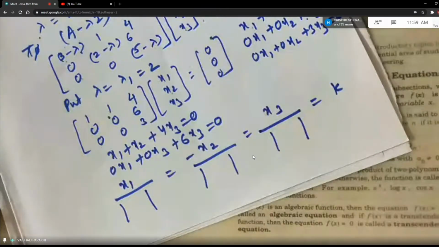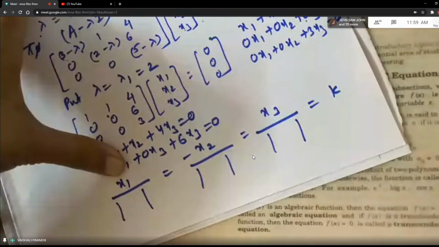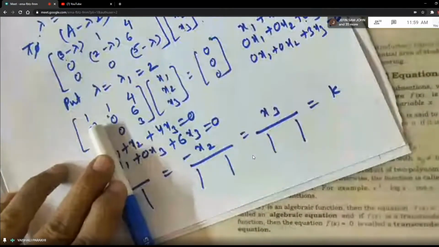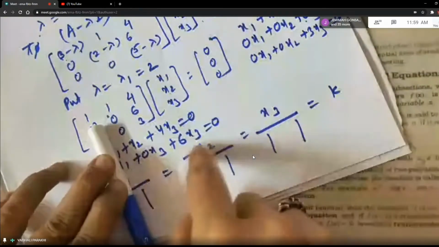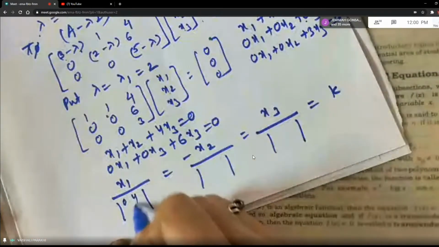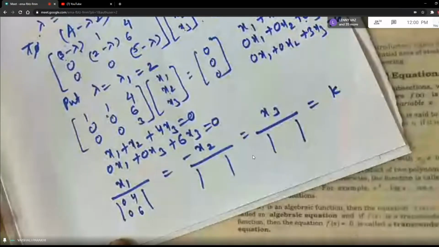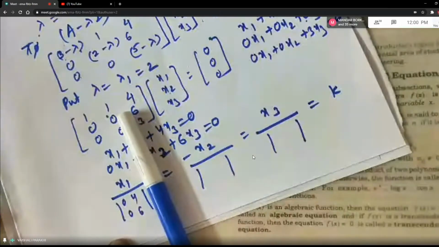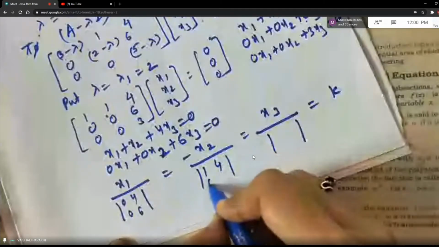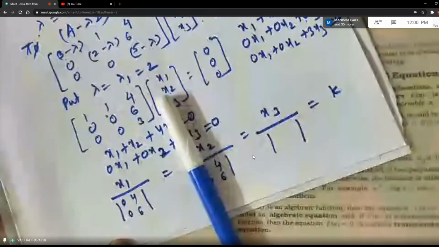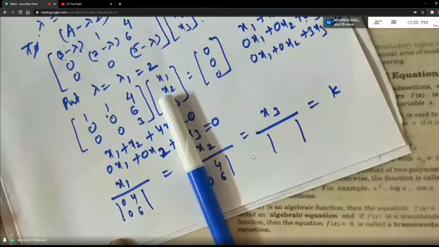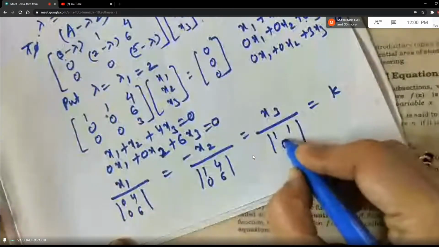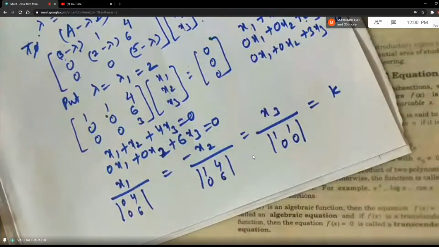When I write the denominator for x1, you have to ignore the first column, right? Just ignore the first column. What are the numbers here? What are the coefficients? 0, 4, 0, 6. Correct? Then when you write the denominator for x2, ignore the middle column. What are the coefficients? 1, 4, 0, 6. When you write the denominator for x3, what are the elements? 1, 1, 0, 0. You followed what I did?